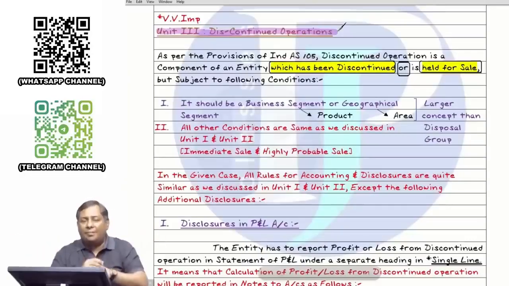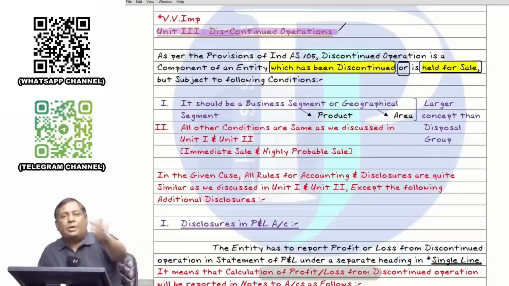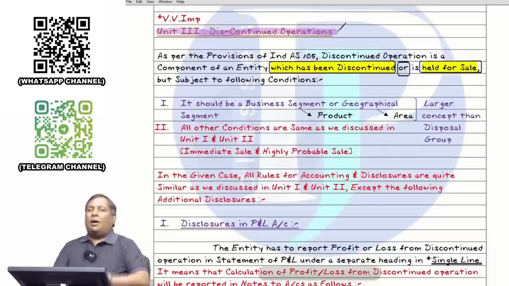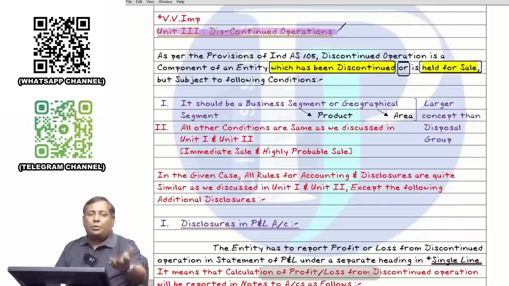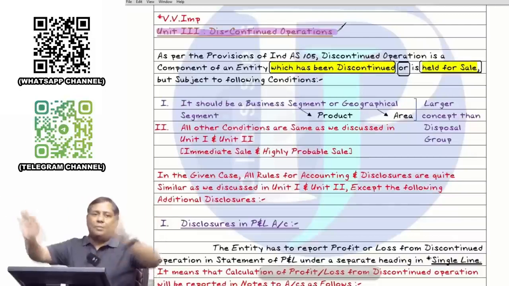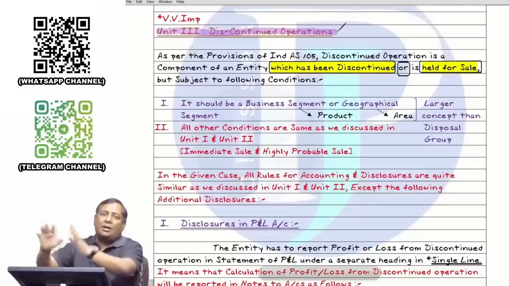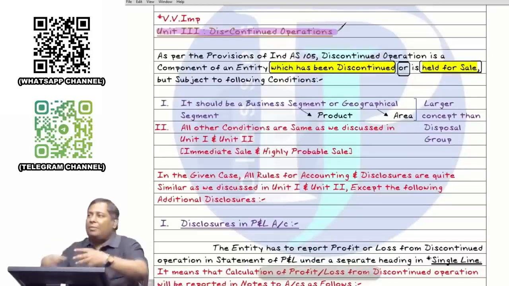How? We will see. A segment ends in this discontinued operation. It may be a business or a geographical segment. What's a business segment? If you have discontinued a product, the moment you stop manufacturing a product, then you have to sell all the related assets. Geographical segment means stopping work in a particular area. Like Chevrolet. Chevrolet packed up and closed down its unit in India.